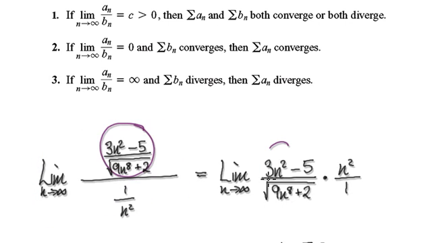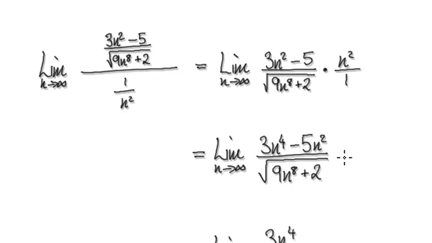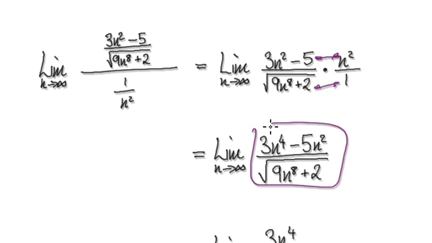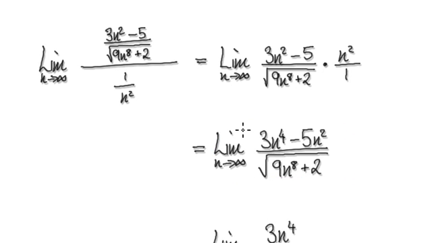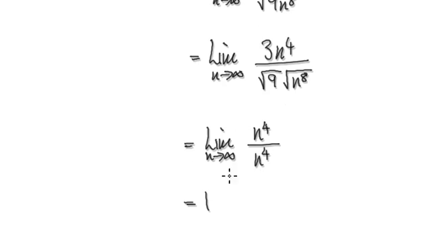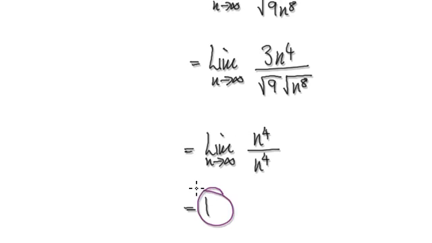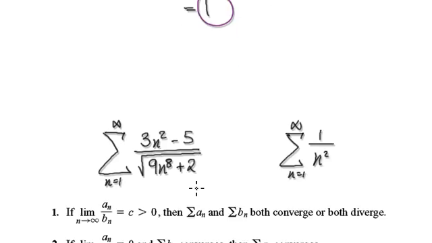So rewrite this as this times the reciprocal of this. So that would be this. So now it's top times top, bottom times bottom. That will then give you this. Basically, we are just trying to find the limit of this. The limit of this is actually 1.